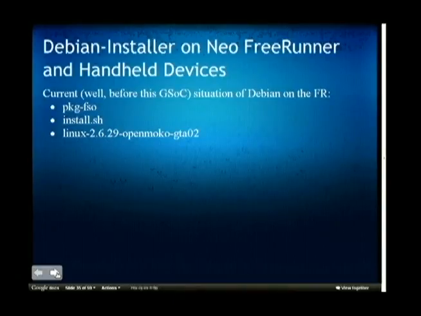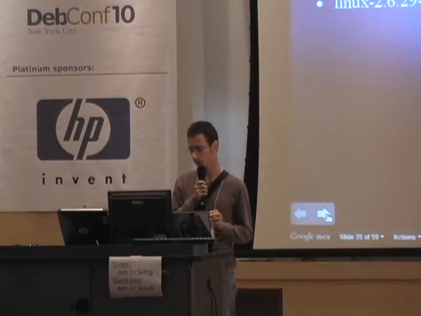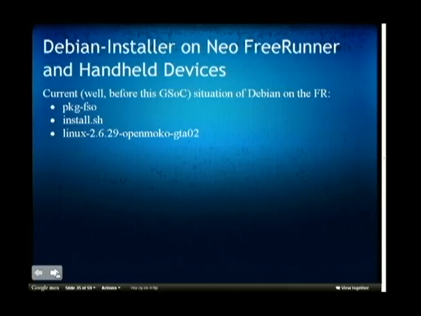So, the current situation on the Neo FreeRunner in the Debian case. We have a pkg-fso, which works on the phone applications and even the kernel. Everything they make stays in a repository before going to main. There is an install.sh script that is meant to be run in an already installed system on the FreeRunner. And it debootstraps Debian and does some things so it can run on the FreeRunner.